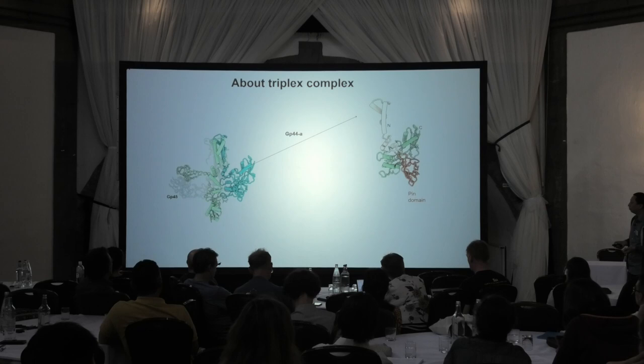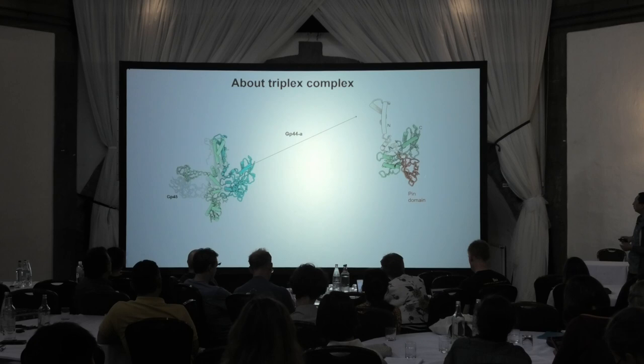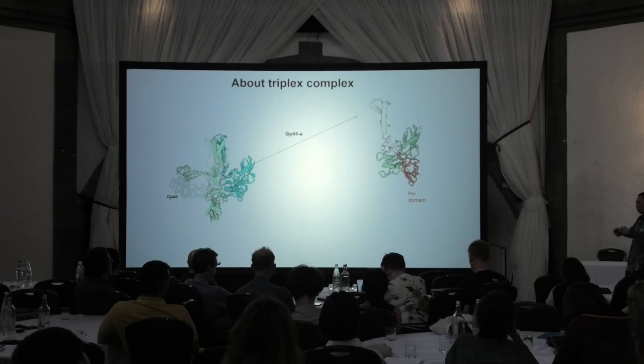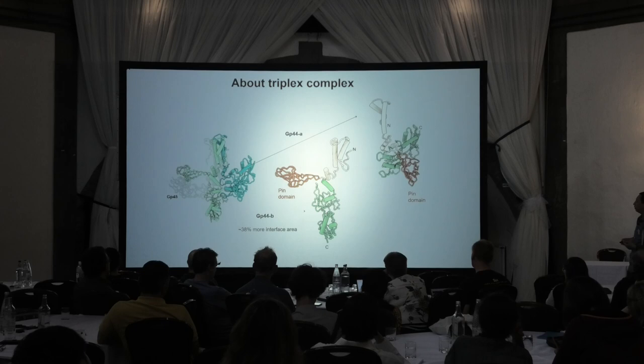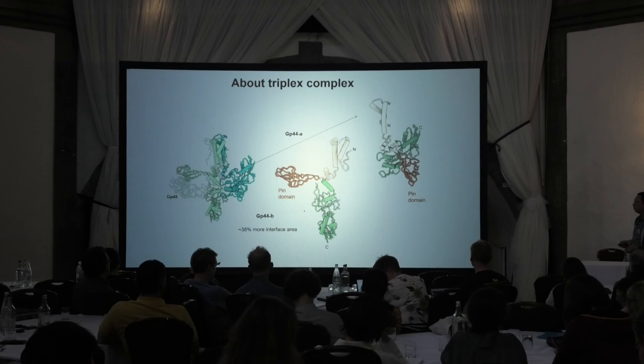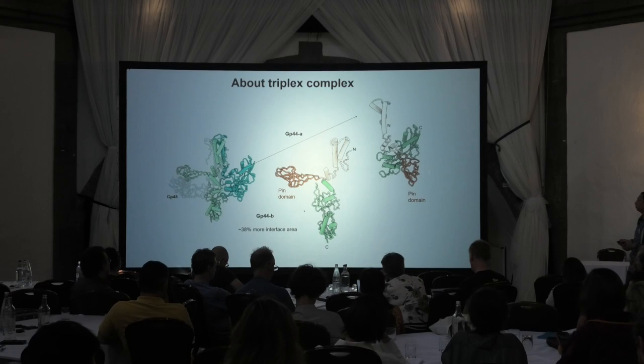So, this is another angle viewing your base. This is the pin domain that will contact with the tip and the hub. It's actually holding the hub protein. And it has three different conformations of the tip. So we think that the contact surface is like, okay, it's 38% more interface area to the CD45, so that makes these two in very different combinations.